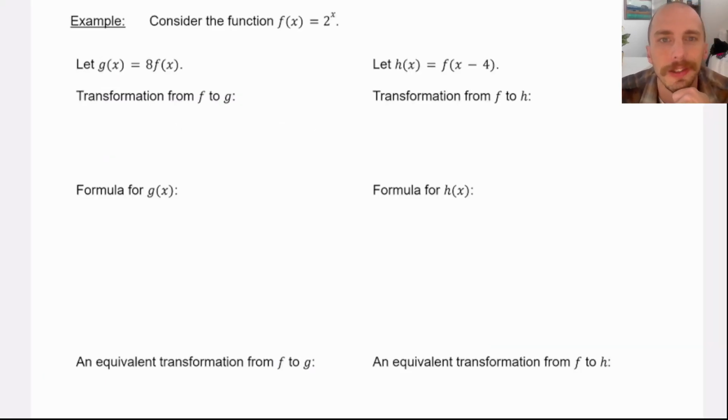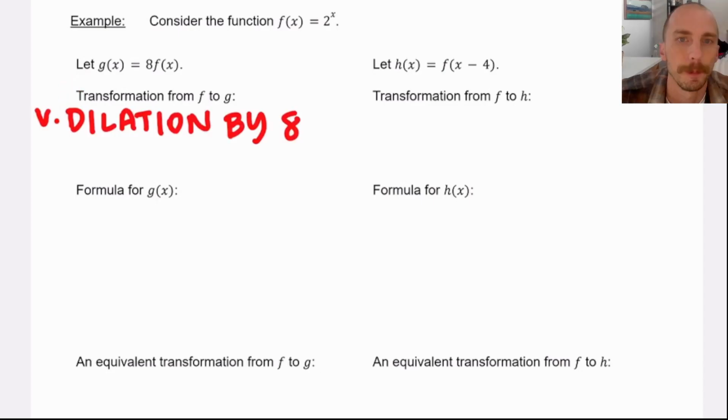I think the best way to convince you of this is just to show it to you in action. So I'm going to start off with f of x equals 2 to the x, and then g of x is going to be 8 times f of x. Okay, so I'm just going to work along the left. The transformation from f to g that would be most obvious from g of x equals 8 times f of x, we're multiplying on the outside. Multiplication is a dilation, on the outside is vertical. So it's going to be a vertical dilation by a factor of 8.